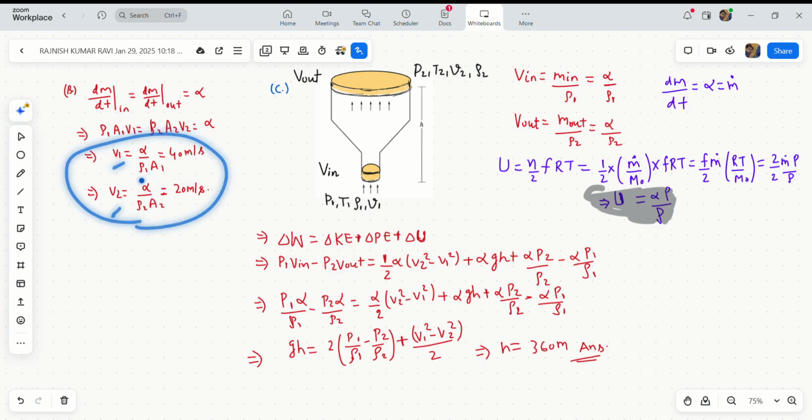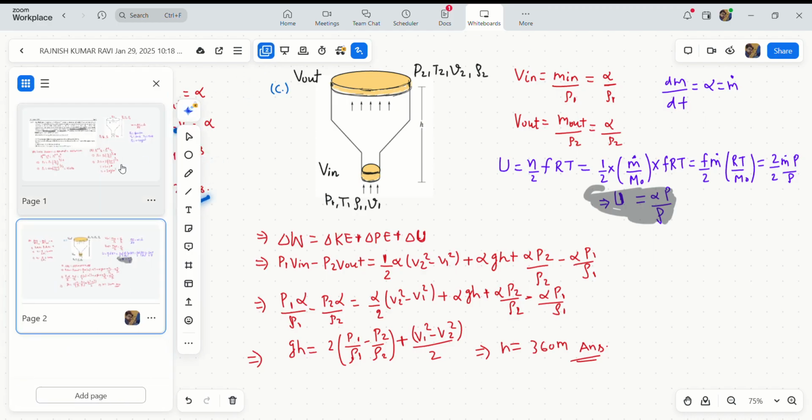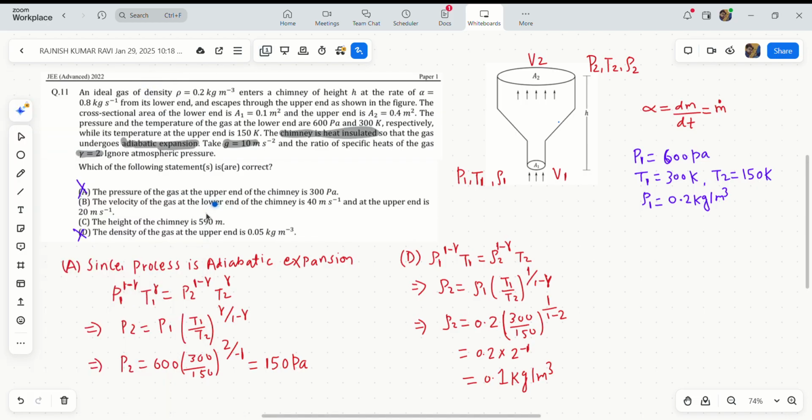Since alpha and rho 1, a1, rho 2, a2 are already known, if we substitute all of these values in the equations, we will get v1 as 40 meter per second and v2 as 20 meter per second. So in option B, the velocity at the lower end is 40 meter per second and at the upper end is 20 meter per second. So it is the correct option. Option B is correct.